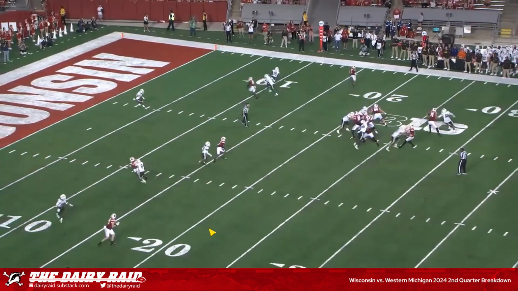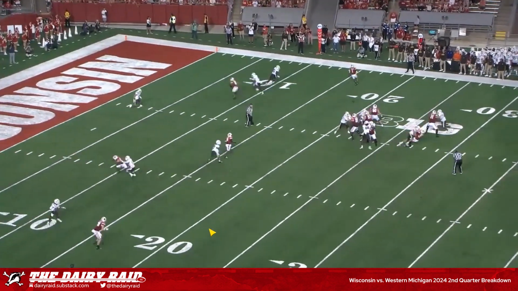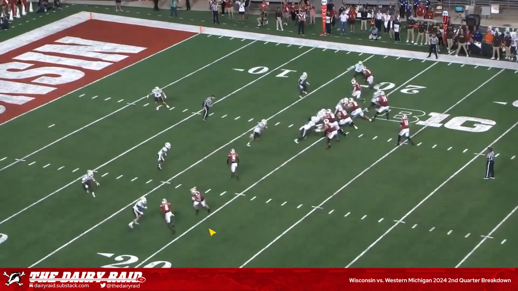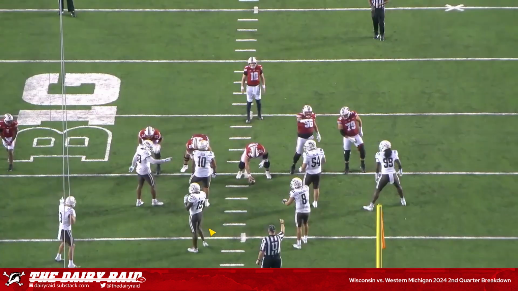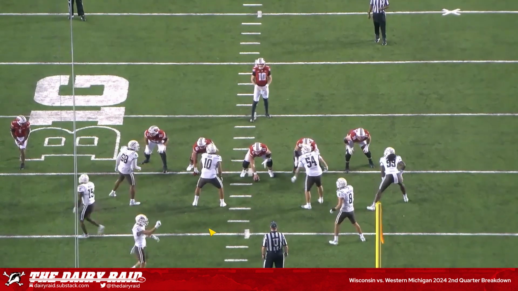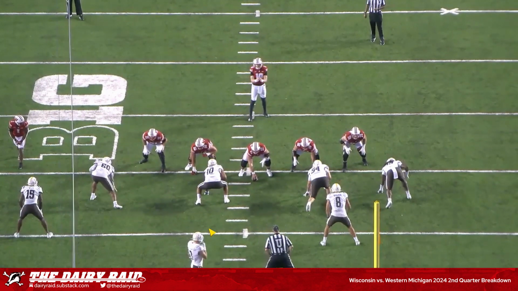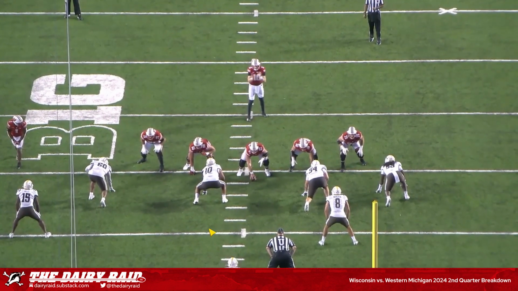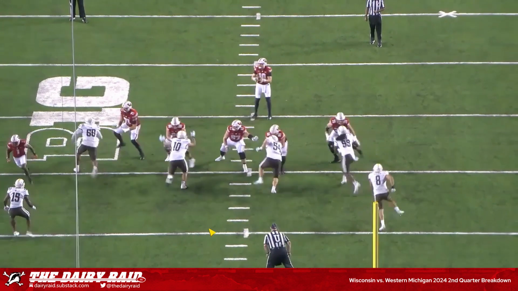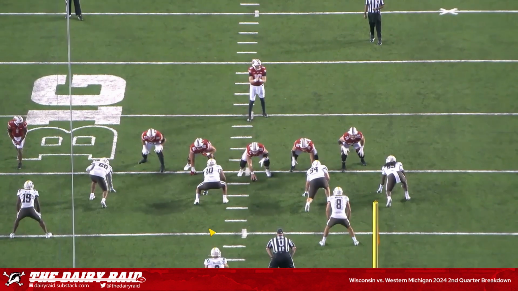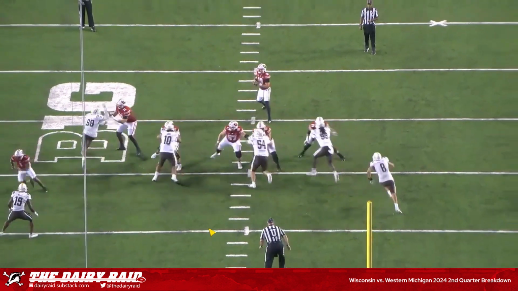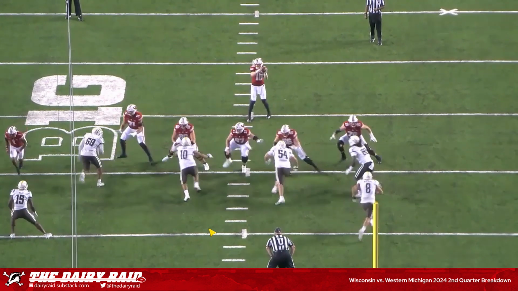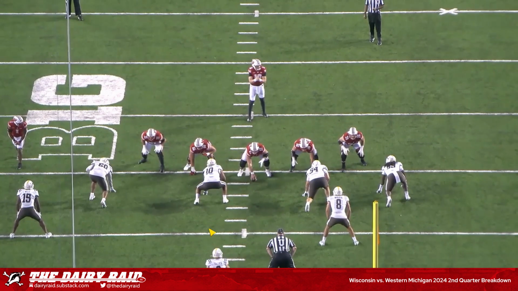Okay, so they brought extra pressure. Now this is tipped right there. Now let's look at this. Is this a failure in protection? Let's pay attention to where the offensive line slides. Okay, so they're full sliding. Full sliding to the right.